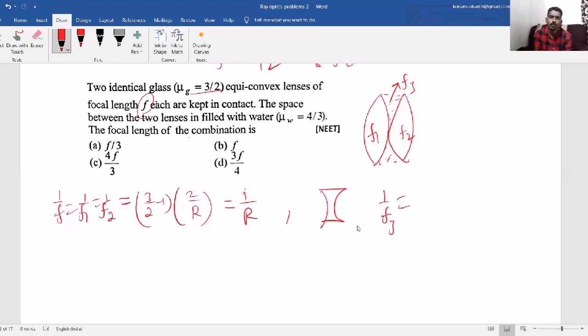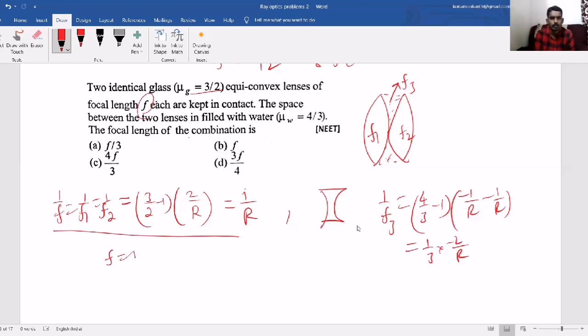Now 1 by f3 equal to, that is made up of water. So mu minus 1 means 4 by 3 minus 1. But it is concave, so minus 1 by r minus 1 by r. So equal to 1 by 3 into minus 2 by r. Where r value will become f from this equation, f equal to r. So here I can write it as minus 2 by 3f.